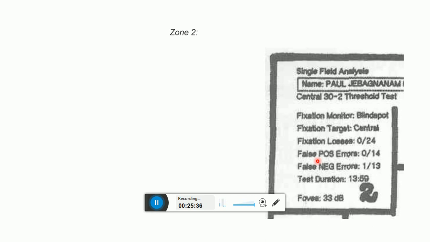False positives are recorded when the patient responds without a presented stimulus. False positives up to 33% are acceptable as per the manufacturer. Excess false positives mask the underlying visual field defects. False negatives are recorded when the patient does not respond to a stimulus of higher intensity presented at the same location where previously the patient has responded to a lower intensity stimulus. False negatives of more than 33% suggest poor reliability of the fields as per the manufacturer.